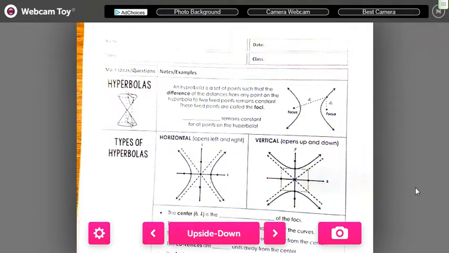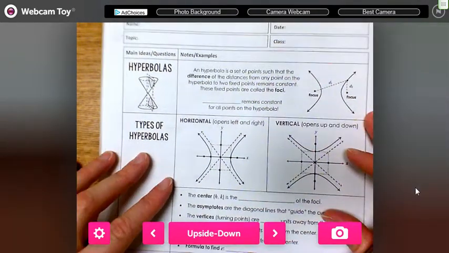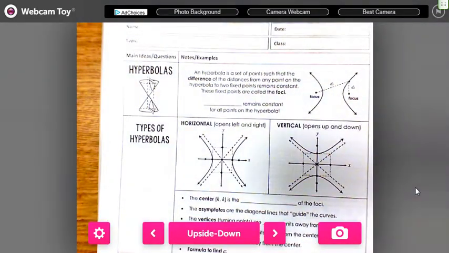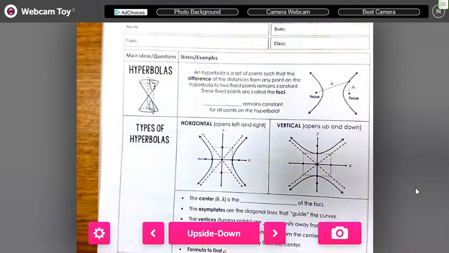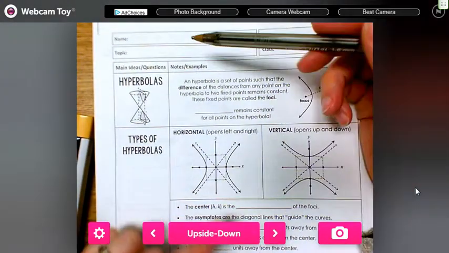All right, so ladies and gentlemen, we are looking at hyperbolas. We've talked about circles, we've talked about ellipses, now we're talking about hyperbolas. Most of you know what a circle is, and a lot of you have seen that an ellipse looks like an oval, okay? So now I'm looking right here at a hyperbola, which a lot of you don't know.